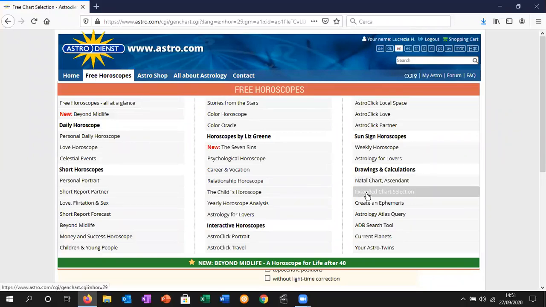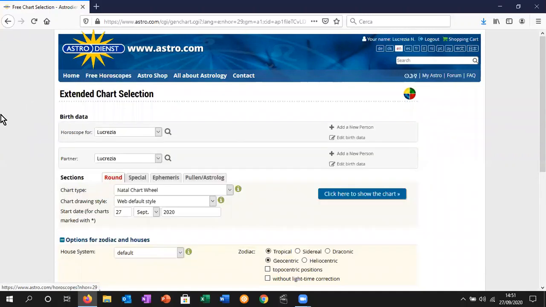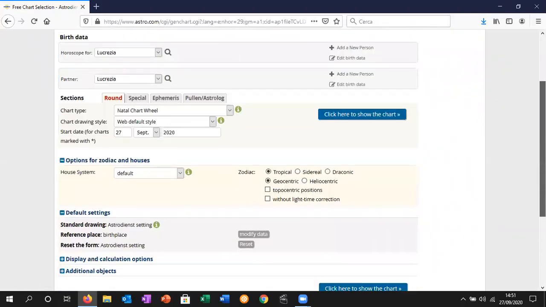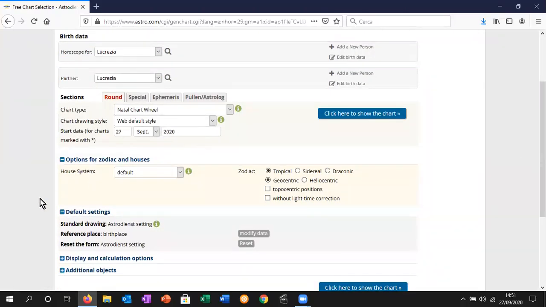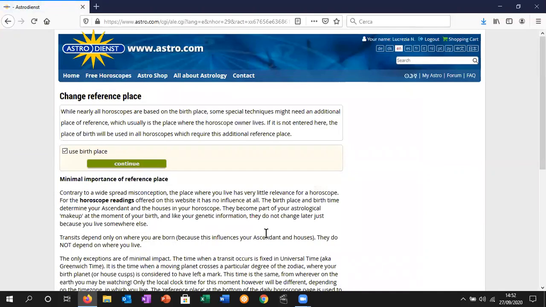You select, in the third column, extended chart selection. I'm already here, already logged in with my credentials. You need to insert your birth data if you don't have an account on astro.com. Then you go a little lower in the page, and in default settings you will see the reference place, which is usually your birthplace, and you need to change that. In the first video, I showed you some different places in the world, and we will use the same places to understand what influence they have on my own natal chart.